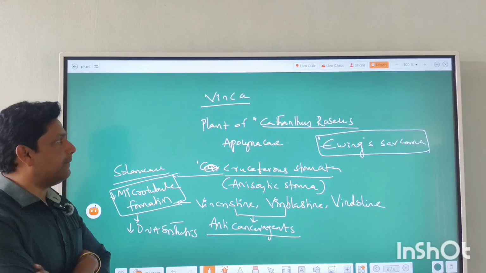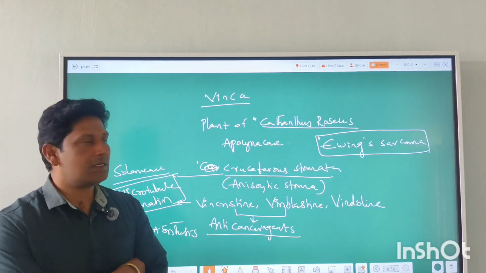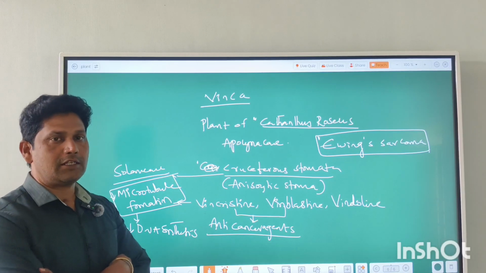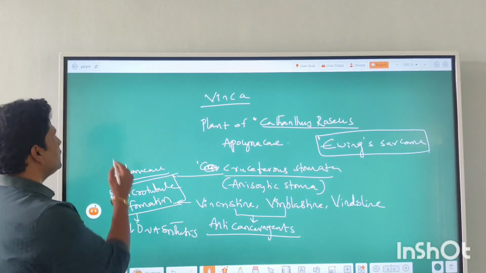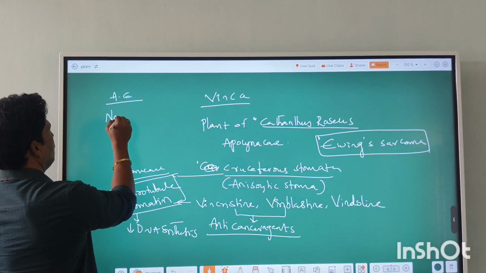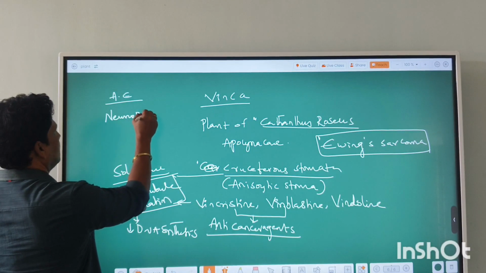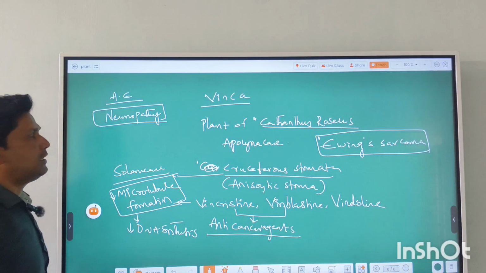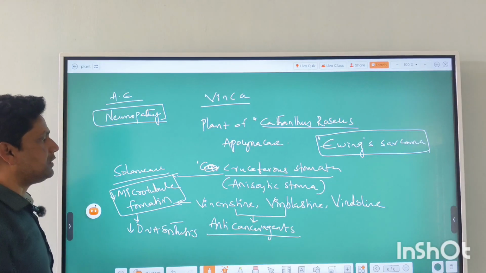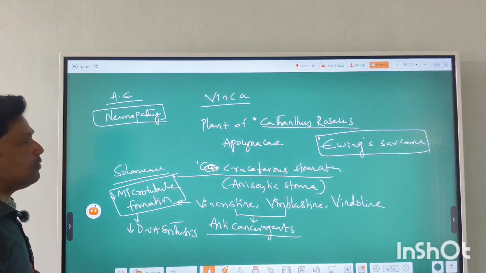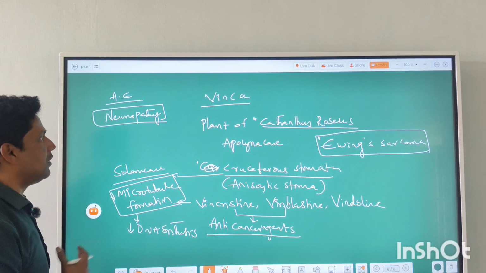And next coming to the adverse effects. The adverse effects are similar to those of all anti-cancer agents, but mainly it produces neuropathy. Neuropathy is the major drawback of vincristine and vinblastine. So this is about Catharanthus roseus or vinca.